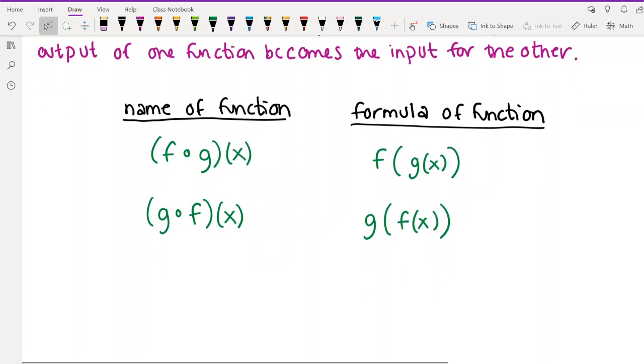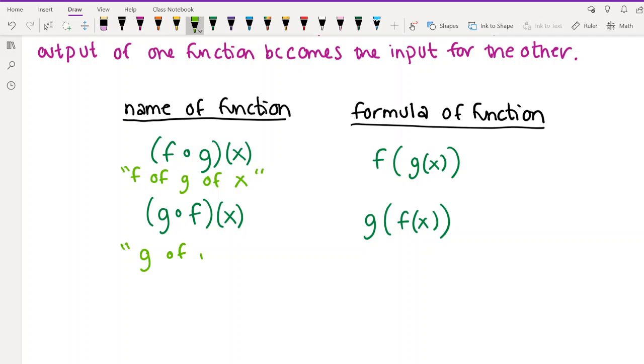By the way, how do you read this out loud? I said that this is not an O, and it's not, but I tend to think of it as a little O that stands for "of." So you could read this out loud as f of g of x, and you could read this one as g of f of x. That might help you remember how to translate it: whichever function comes first is the one that's going to be on the outside, because it's f of g of x.